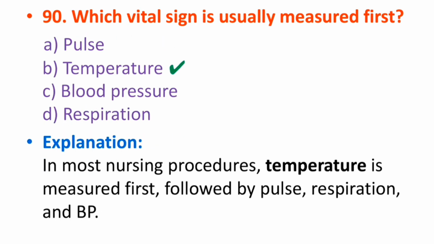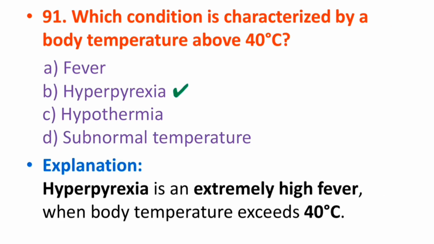Which vital signs is usually measured first? Option A, pulse. Option B, temperature. Option C, blood pressure. Option D, respiration. The correct answer is option B, temperature. In most nursing procedure, temperature is measured first, followed by pulse, respiration, and BP. Temperature is the first vital signs measured during nursing procedure.